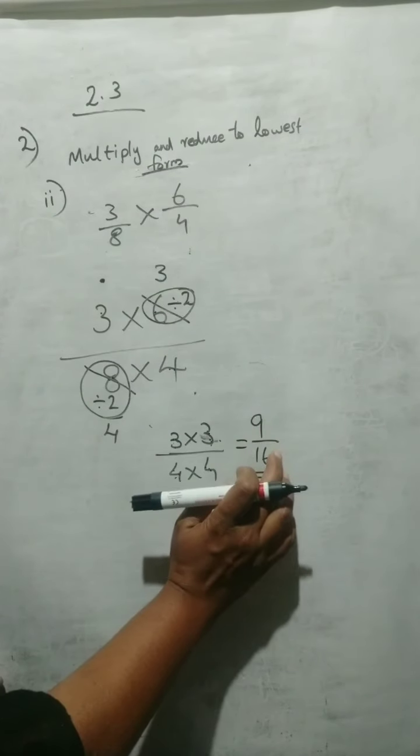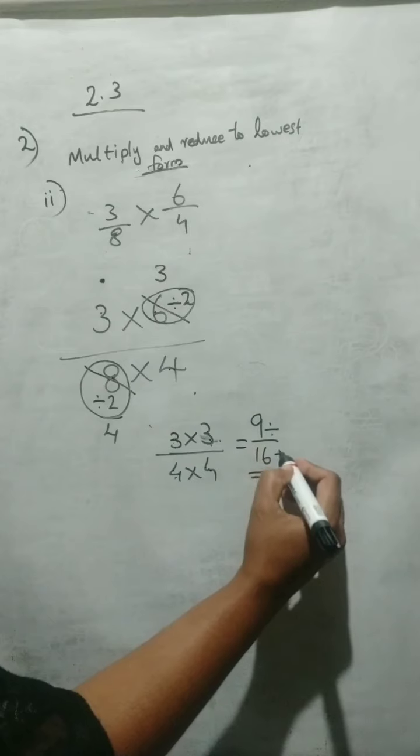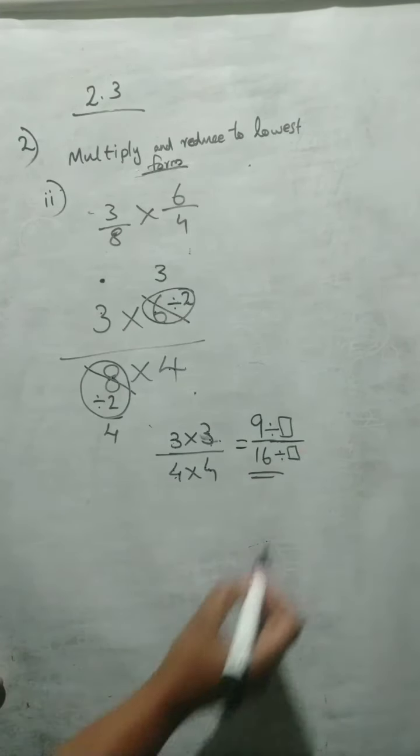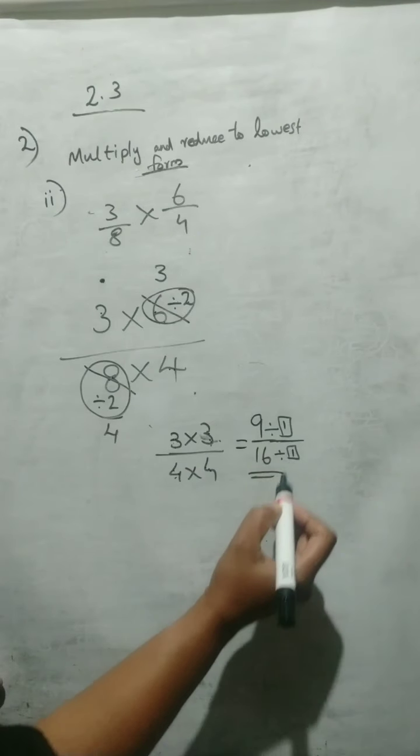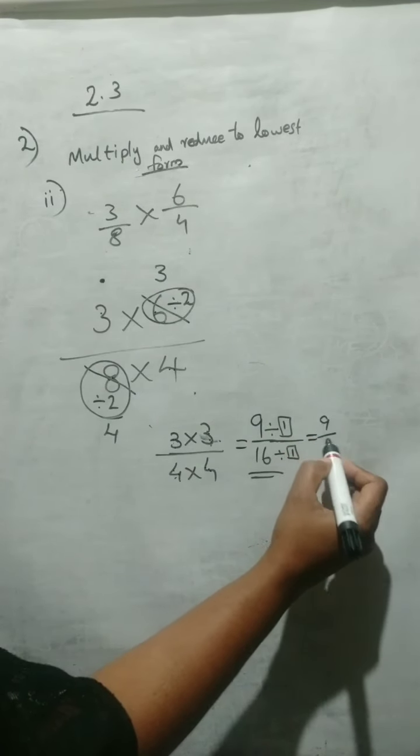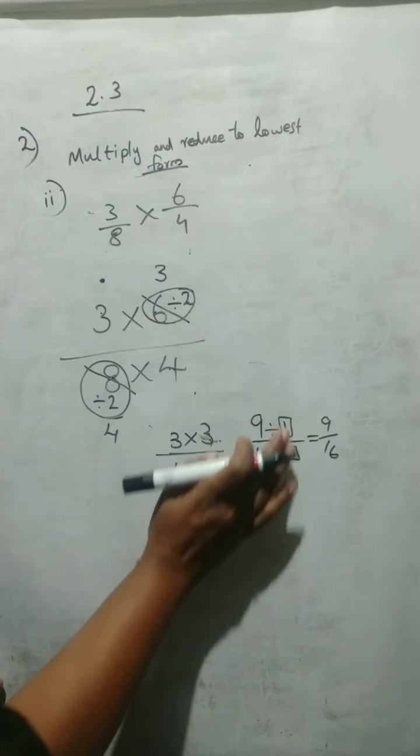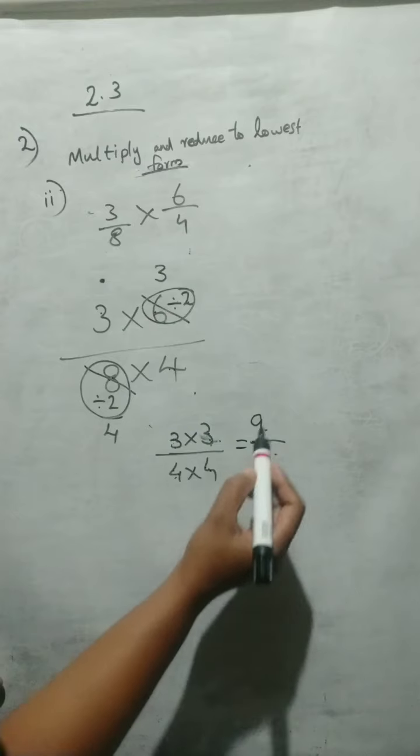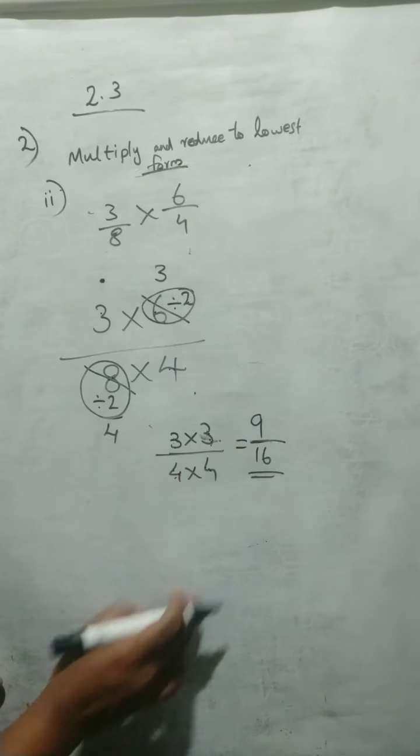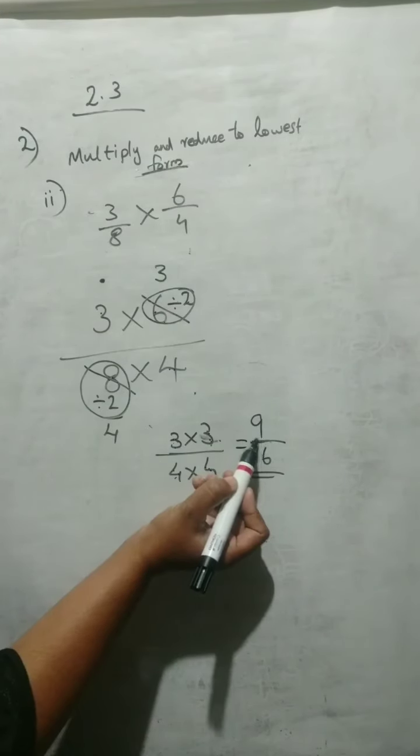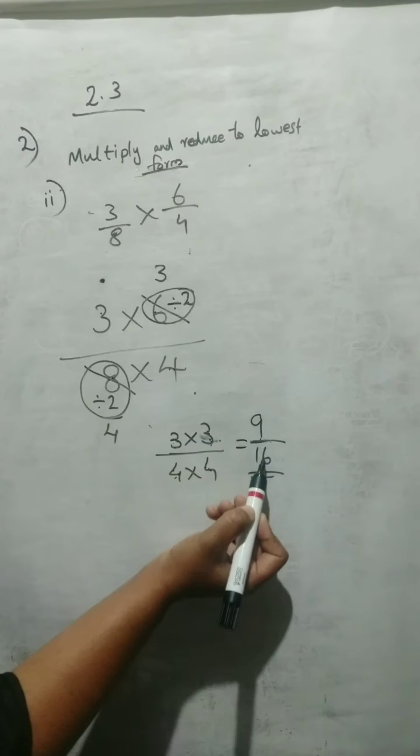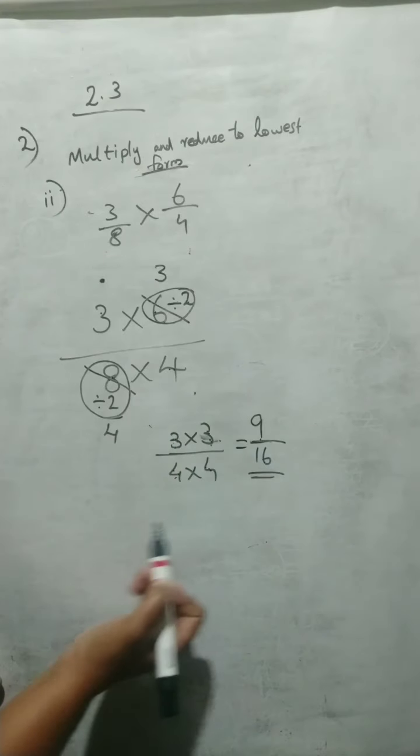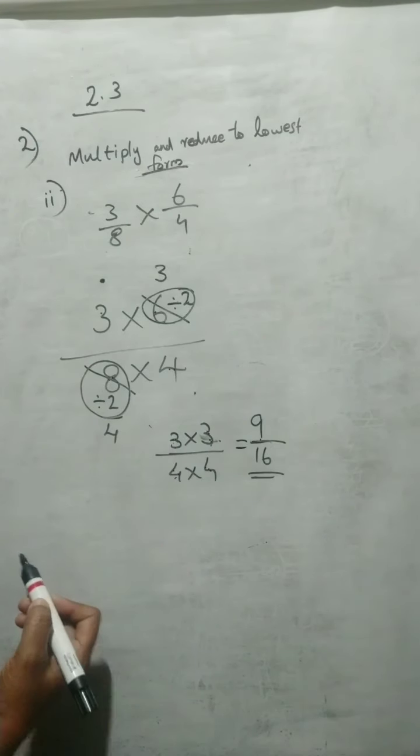In case of 9 and 16, we cannot divide both numbers by a same number. Okay. We can divide this by 1, but we will get the same answer itself. So there is no use by dividing with 1. And this is not in the form of improper fraction. Here the numerator is smaller than the denominator. So this is not possible to convert in the form of mixed number. Okay.